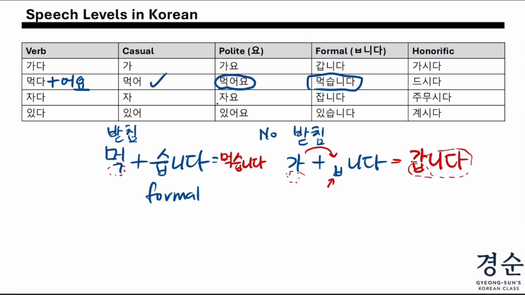For polite form, it's 자요. Casual, removing your 요, 자. That's it. And 잡니다. Why? Formal, there is no 받침, just add ㅂ니다, so 잡니다. And okay, for this one, for honorific form, the base form itself is changed.